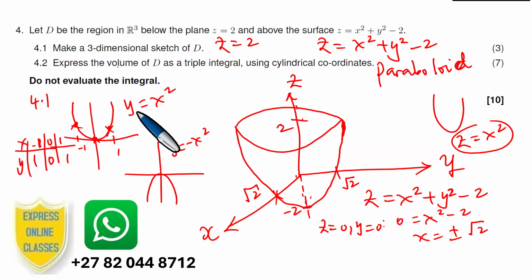Anyhow, it's not a lot that you need to do. Make a three-dimensional sketch of D. This is what is expected in the exam. Nothing more and nothing less. And we move forward to the next question.